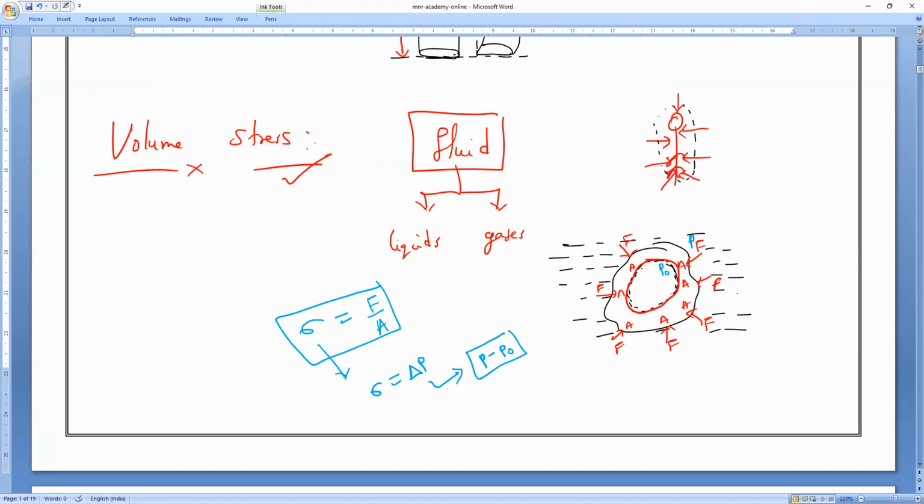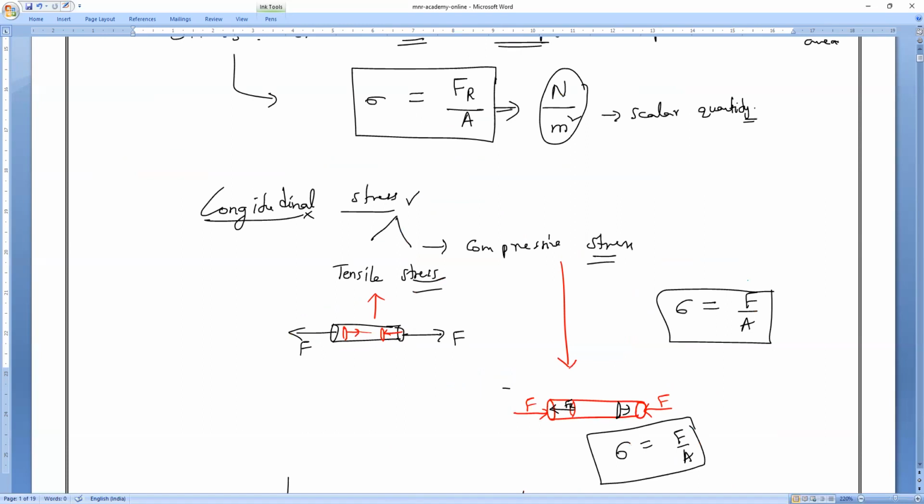So sigma is equal to P minus P naught, which is equal to force by area. This is the formula for volume stress. Do you understand, all of you? So we have three types of stress. What are the three types of stress, everybody?